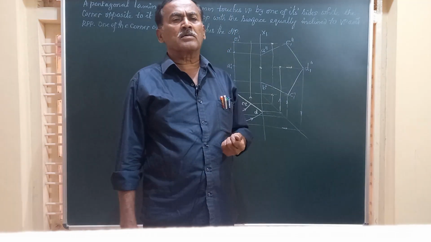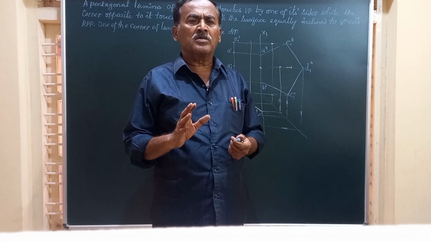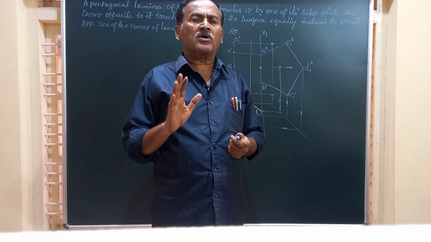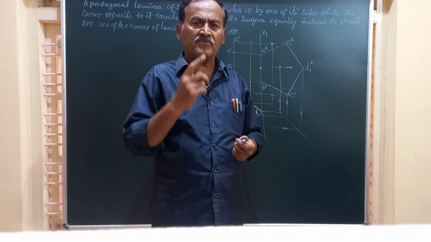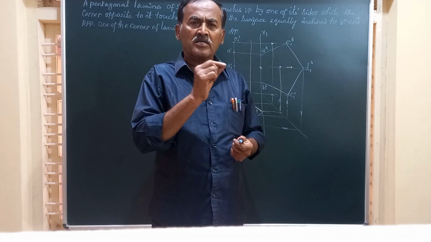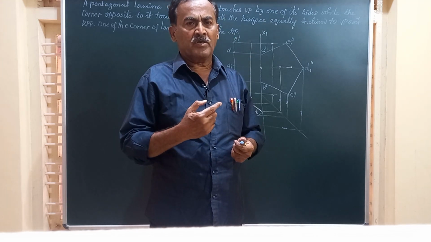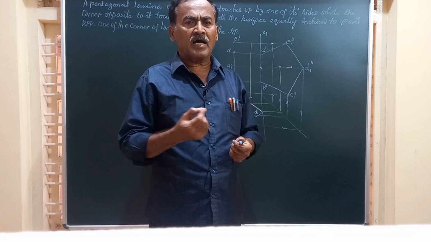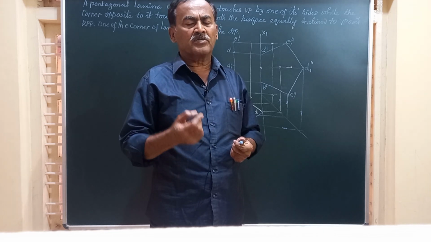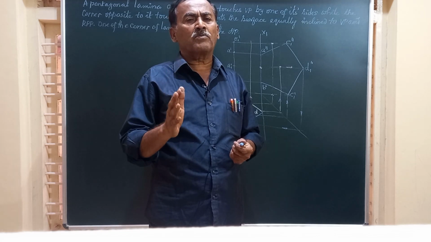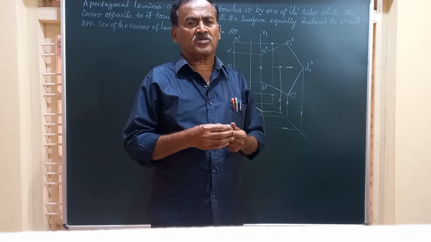Friends, very good morning. In today's video, we are going to learn about the projections of a pentagonal lamina which touches VP by one of its sides, whereas the corner opposite to that touches the right profile plane, and one of the other corners of the lamina touches HP. So friends, this is a very interesting problem, and generally you do not find anywhere a problem of this sort.